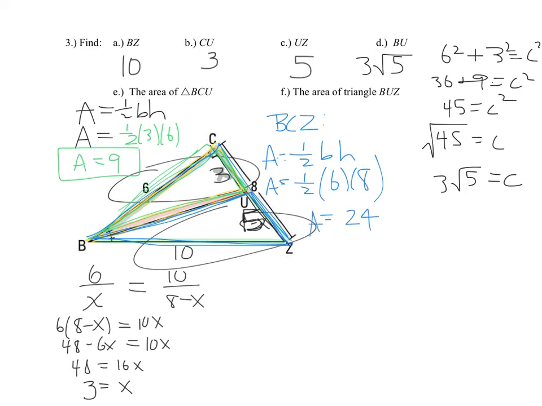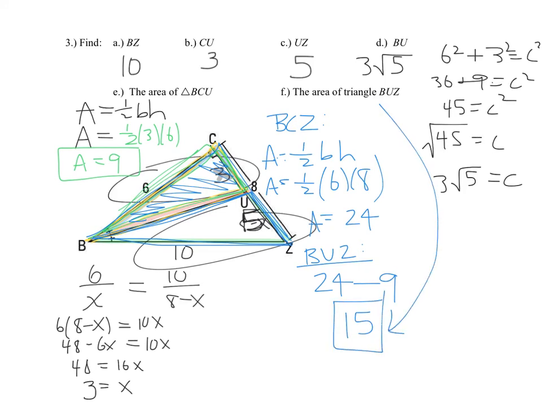And if that big area is 24, and this triangle has an area of 9, we can subtract. So 24 minus 9 is going to give me the area of BUZ. So 24 minus 9, and that's 15. So the area of BUZ is 15.